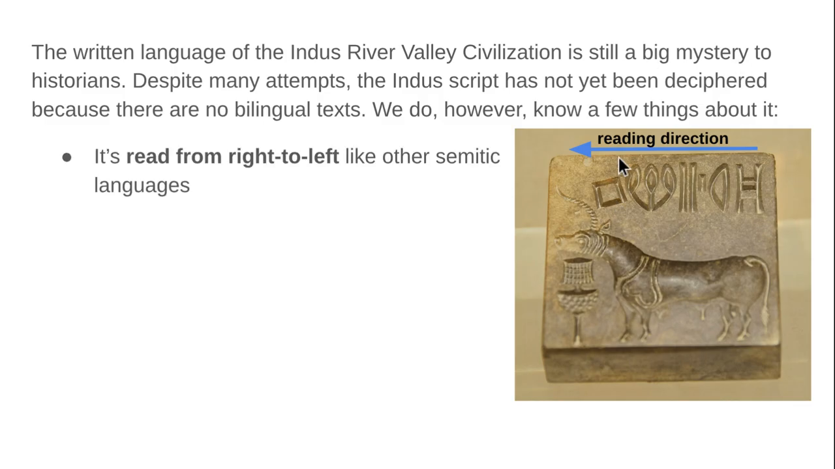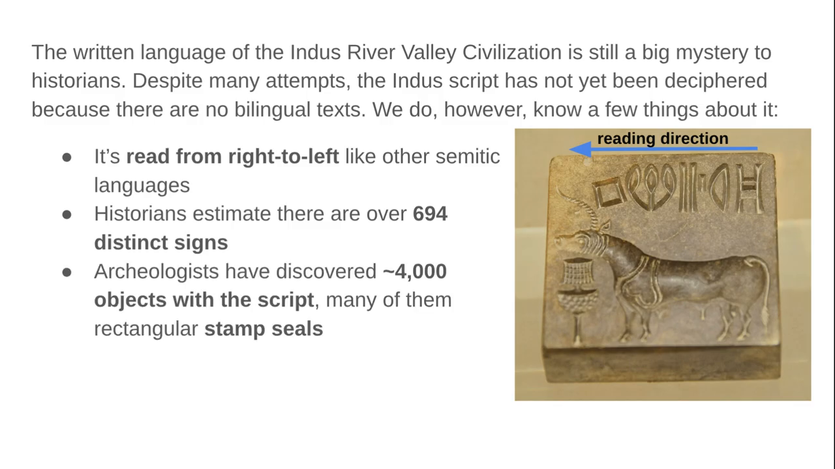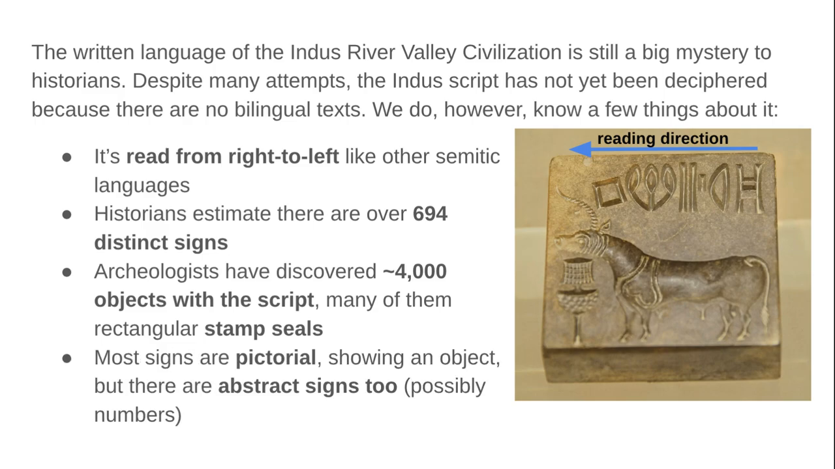The first thing is it's read from right to left like other Semitic languages or languages in that same area. Historians estimate there are over 694 distinct signs. And archaeologists have discovered around, this little symbol means around, 4,000 objects with the script, many of them rectangular stamped seals, like this one shown in the picture here.